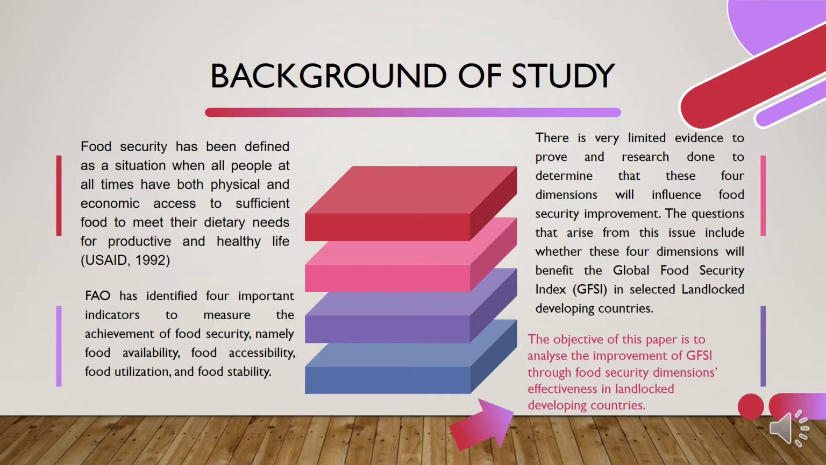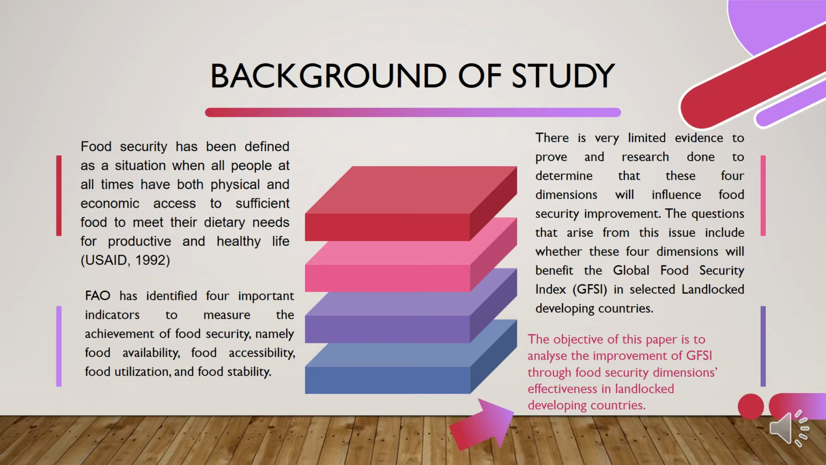Food availability is the quantity of food in the form of supply through domestic production, stock levels, food imports, and also food aid. This one is for availability.